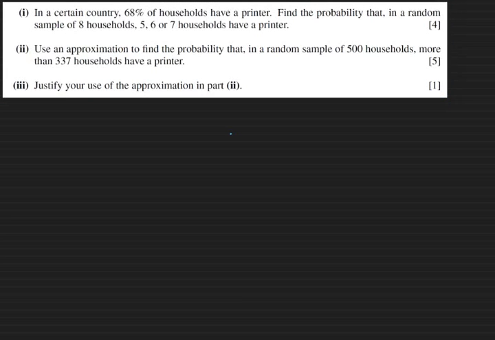Okay, now when you read this question, they mention having a printer. So this is the success. Therefore, not having a printer is failure. And there is a fixed number of trials because 8 households are taken. So we have a fixed number of trials and 2 outcomes, success and failure, and the probability of success is always 68%, and they are independent. So when you read the question, we can see all these conditions are met.